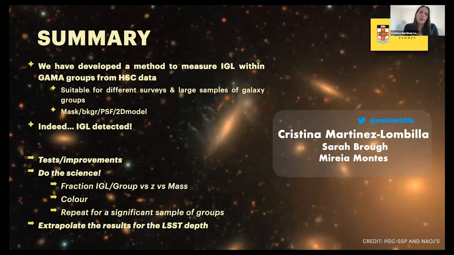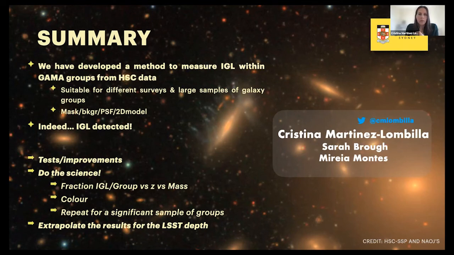So finally, as a summary, we can say that we have developed a method to measure IGL within GAMA groups using HSC data. And indeed, we have detected it. It is great. The next steps now are to give the finishing touches in terms of testing and improving the method, and then, of course, analyze those IGL detections and do the actual science. And this will include measuring the fraction of IGL in the group versus the mass and redshift, which will provide key information on the formation processes and timescale of the mass assembly, and tracking the colors to provide constraints on the progenitors of the system.